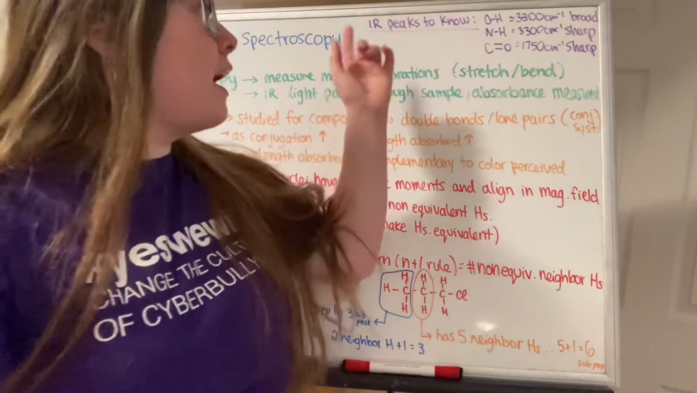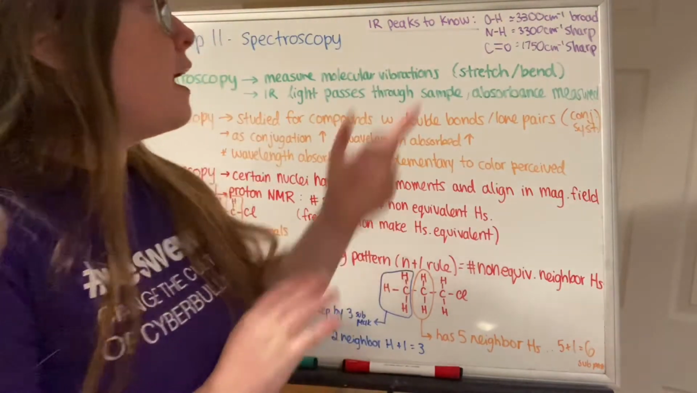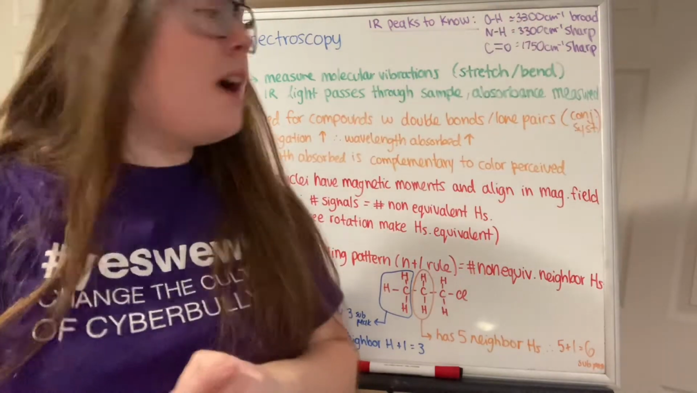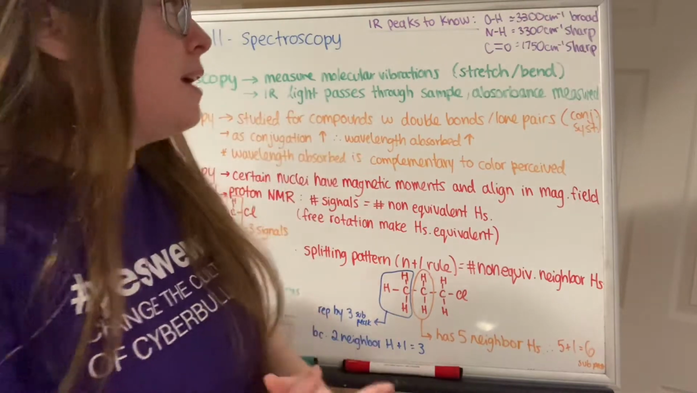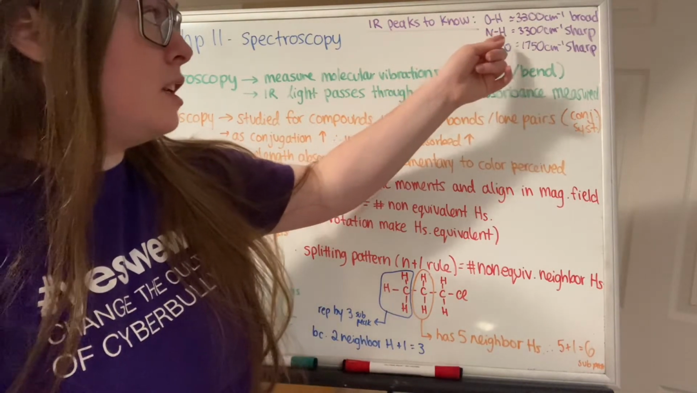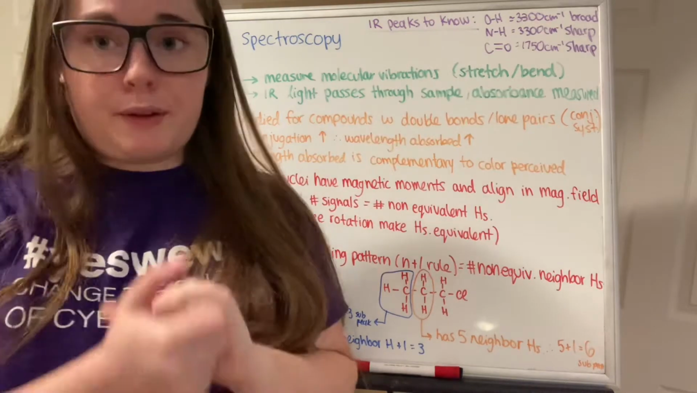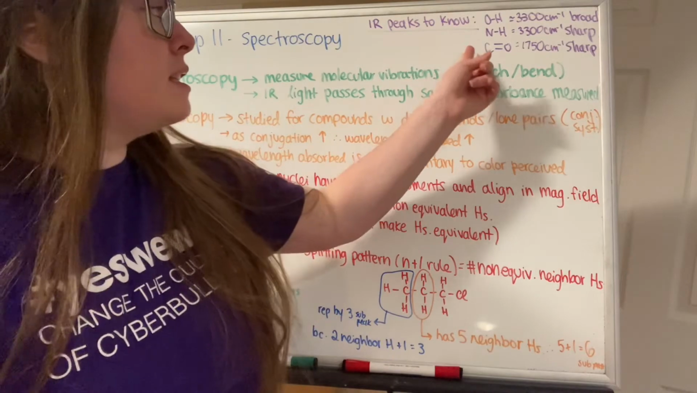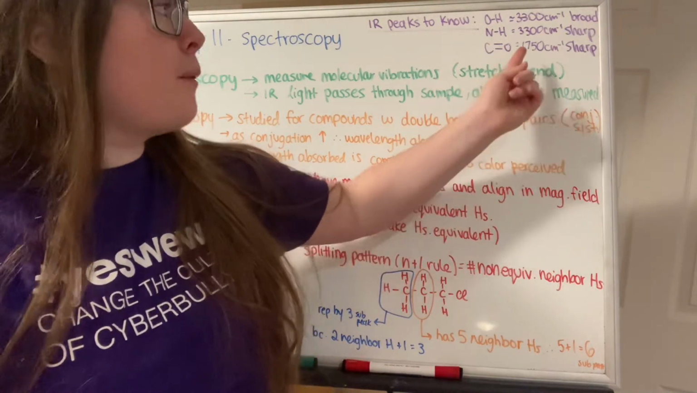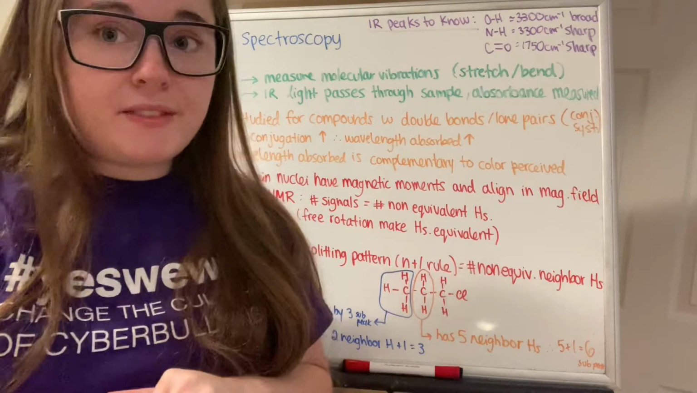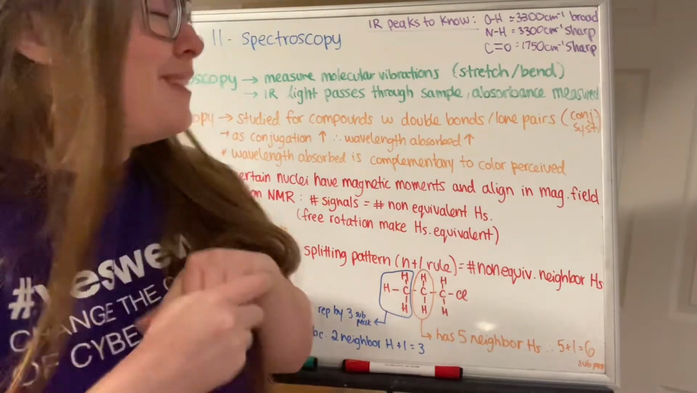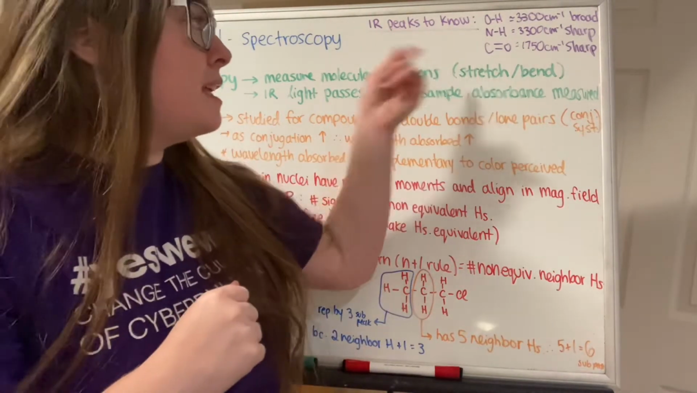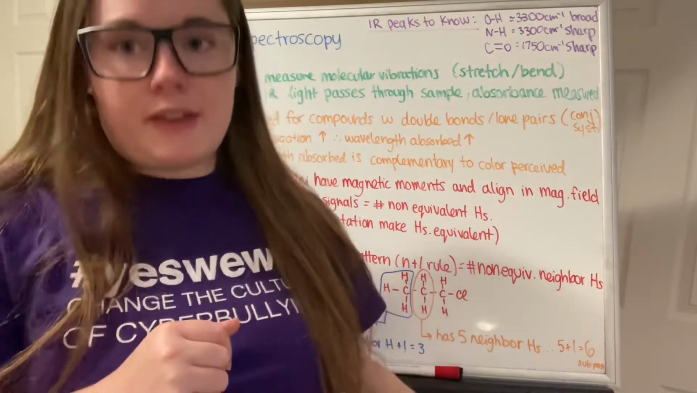And for the MCAT, the IR peaks that you should know are an OH peak at 3,300, which would be a broad peak. There's a nitrogen-hydrogen peak at 3,300, but this would be a sharp peak. And then you would also have a C double bonded to O, which would be at 1,750 centimeters to the minus 1, and it would also have a sharp peak. So those are a couple of the peaks that you should know for IR spectroscopy for the MCAT.